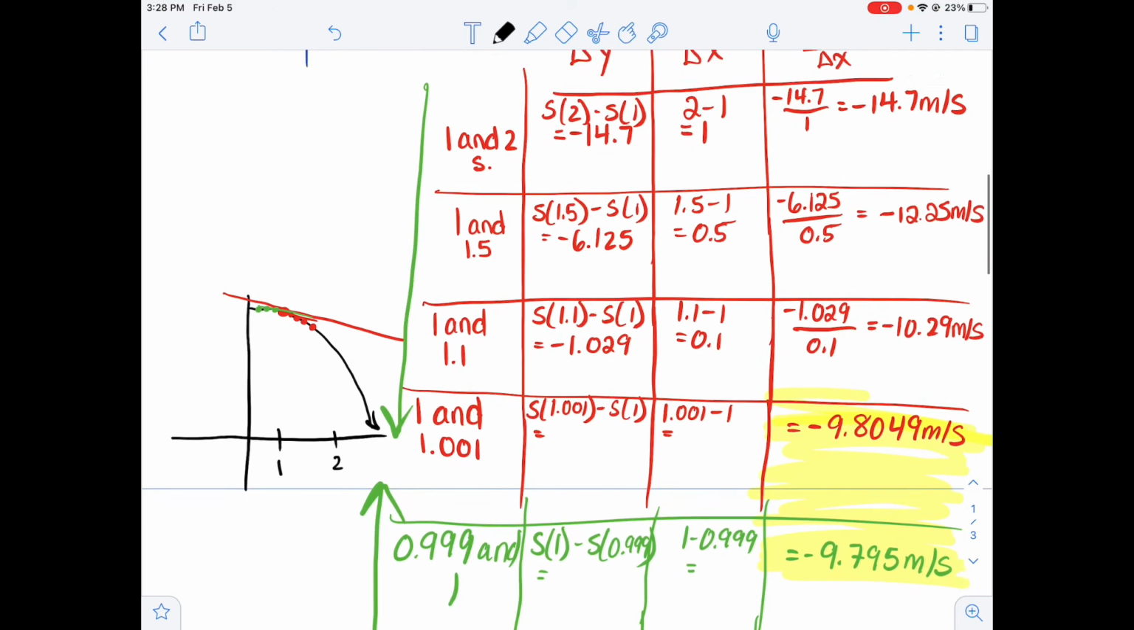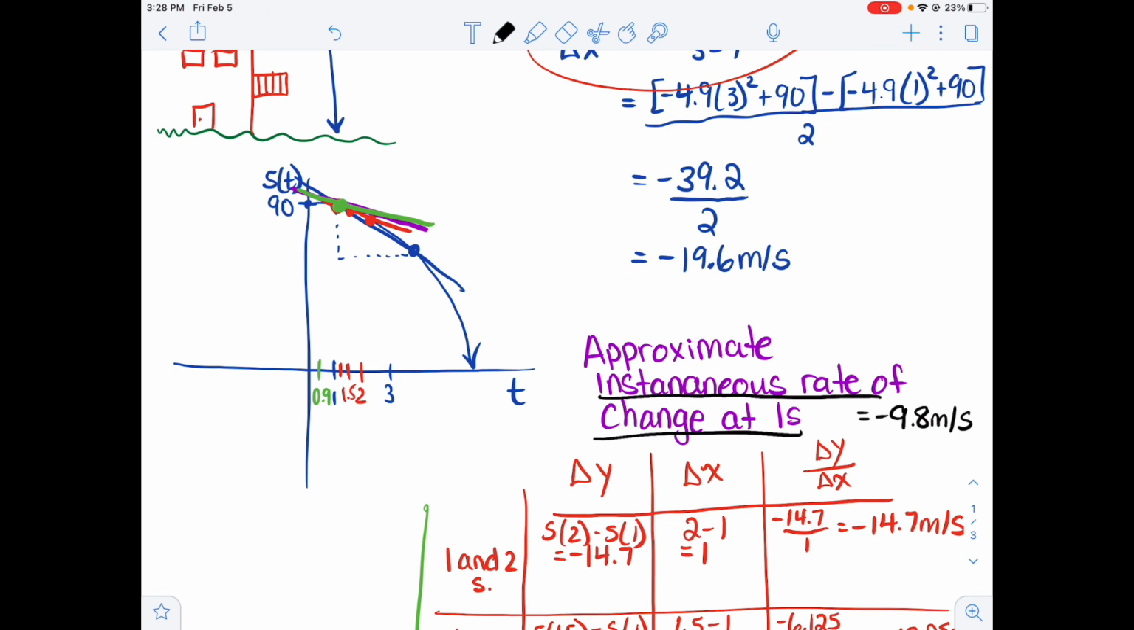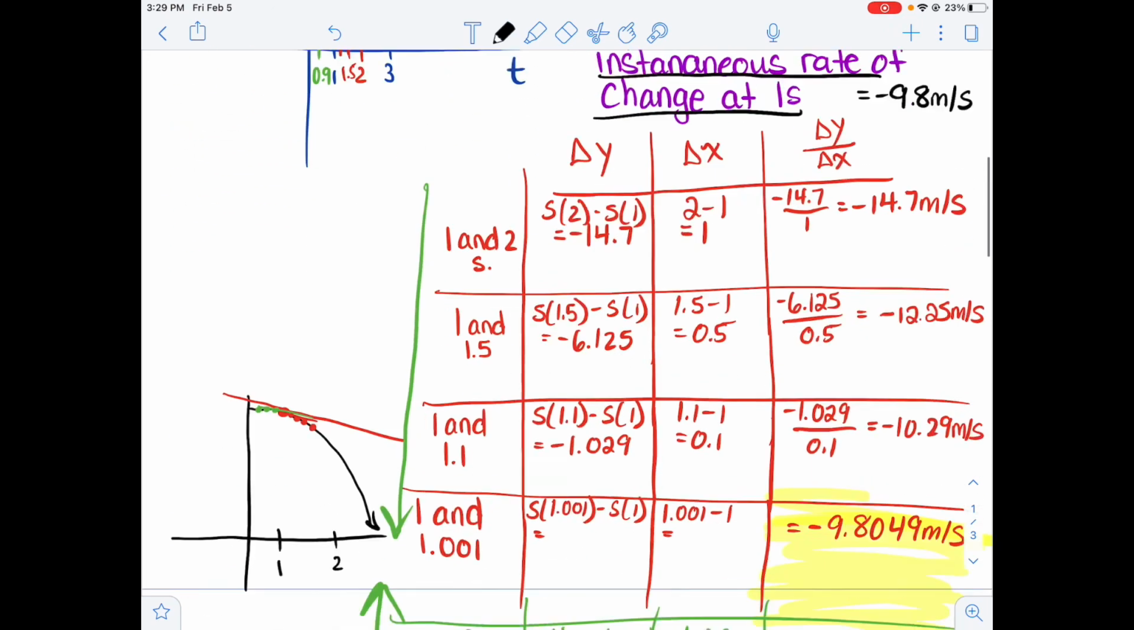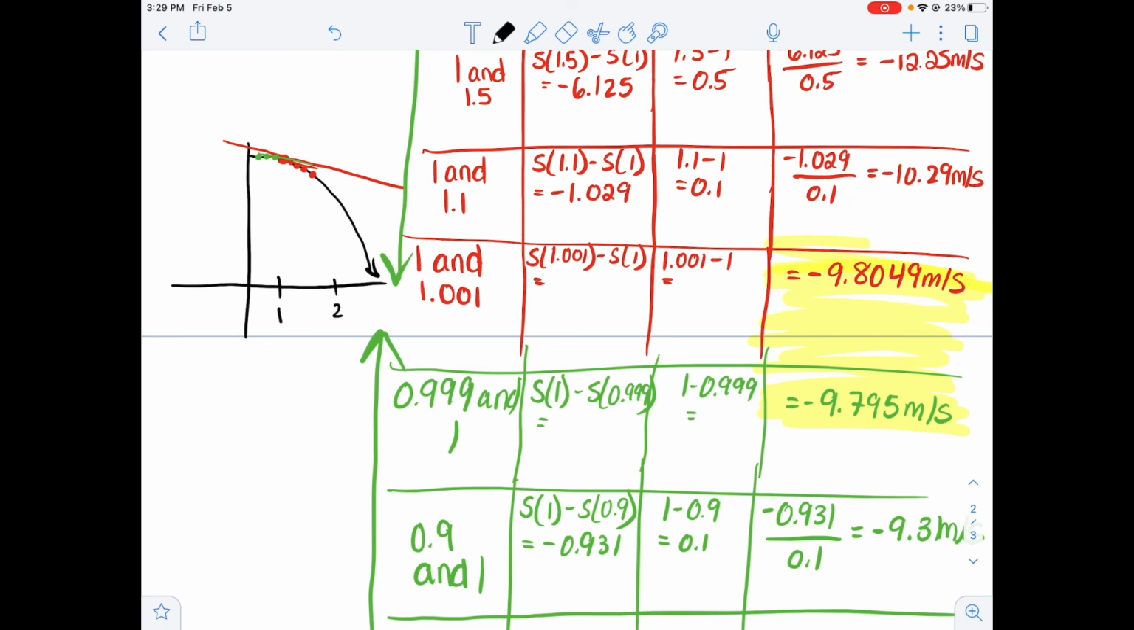And I did that by just using smaller and smaller value points. In this average rate of change example, I used 3 and 1, so they were really far apart from each other. And I just kept picking points that were closer and closer together, just to demonstrate how you could approximate the instantaneous rate of change.